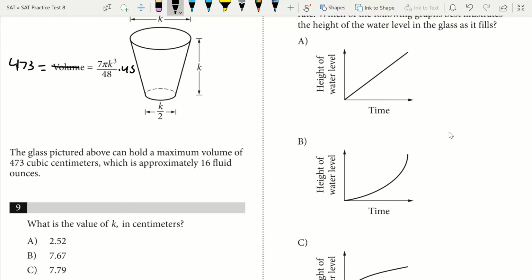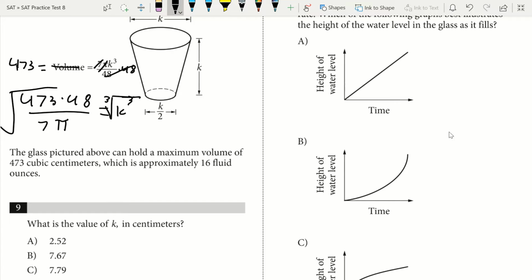I'm going to multiply each side by 48. So I get 473 times 48. Now I'm going to divide each side by 7 and pi. So I got to divide each side by 7 pi. And that's going to give me my K to the third power. So now I'm going to take the third root of each of these, right? So I take the third root of all of that to solve for K.